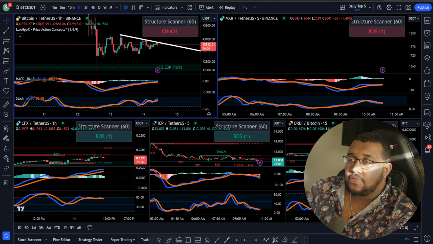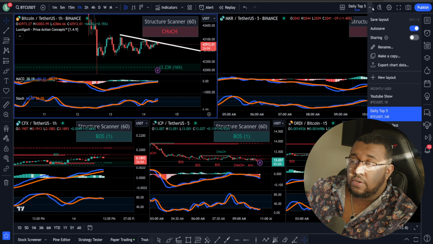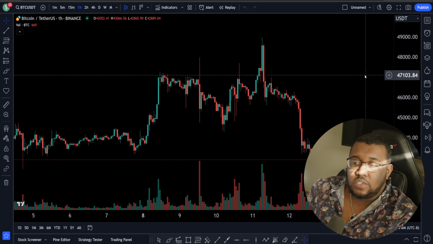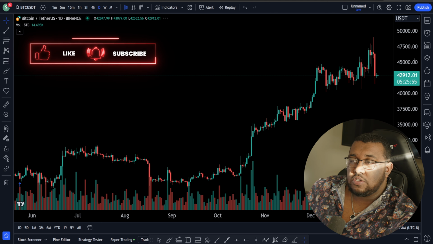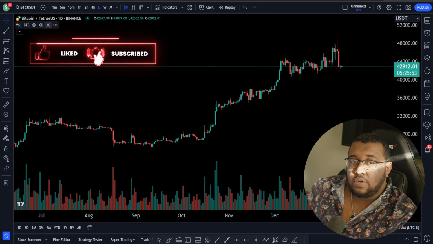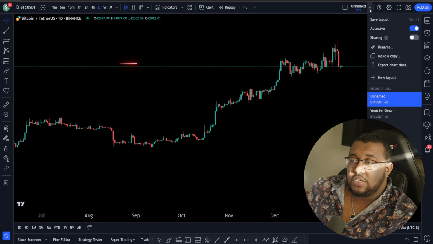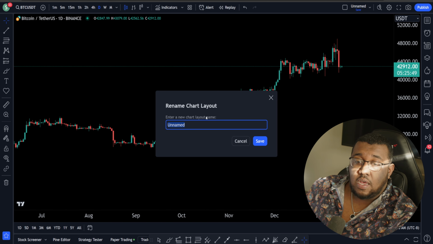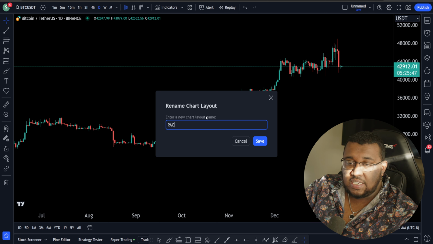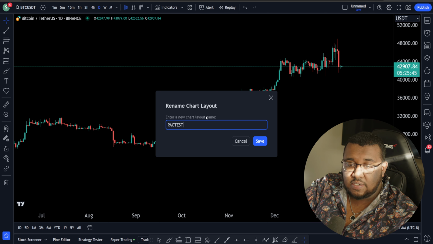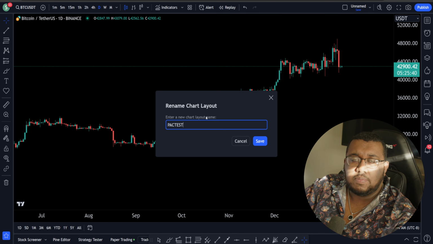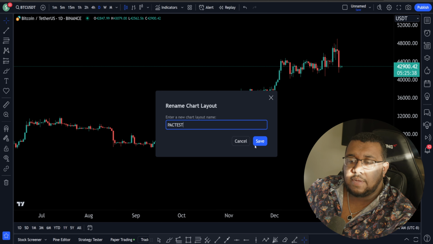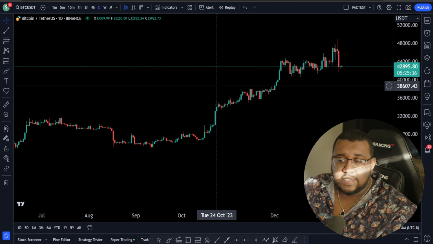So first things first, I want you to come over here to the top right-hand corner and open a new layout. That way everything is new and fresh and you don't have to worry about stuff. Set your chart to the daily, get rid of the volume, and then rename this. This could be PAC, Price Action Concepts Test, or whatever you want, because once you learn how to do this, you can make multiple layouts using this information, okay? So I'm going to leave it as PAC Test.